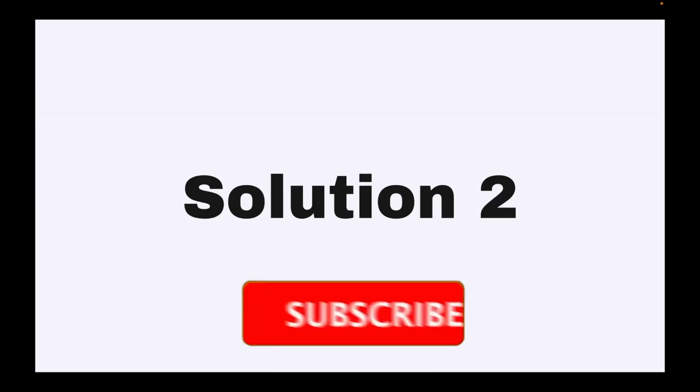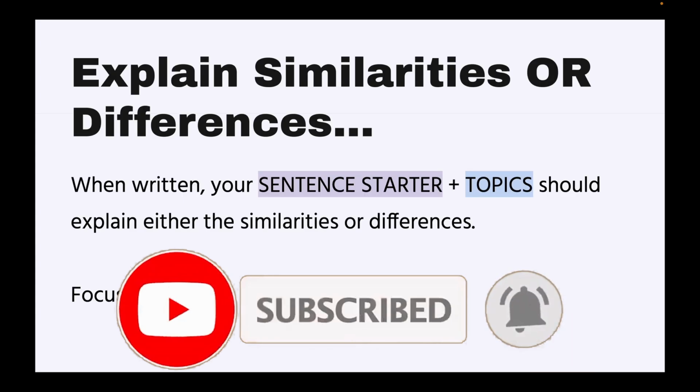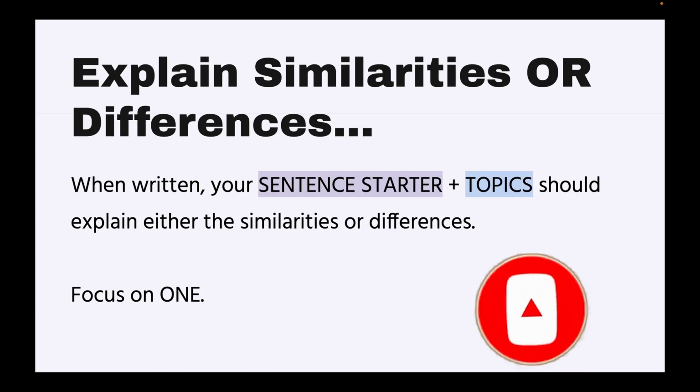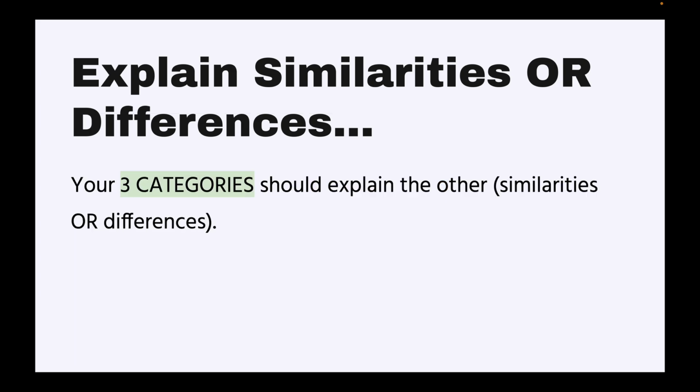Now that we have our sentence starter, let's jump into the second solution in order to make our compare-contrast thesis sound really good. What you're going to do is explain the similarities or the differences in your sentence starter and the topic together, which leaves your 3 categories to explain the other, similarities or differences. If your sentence starter focused on similarities, your categories focus on differences. If your sentence starter and topic focused on differences, your 3 categories focus on similarities. Let me explain as I go through 2 thesis statements.